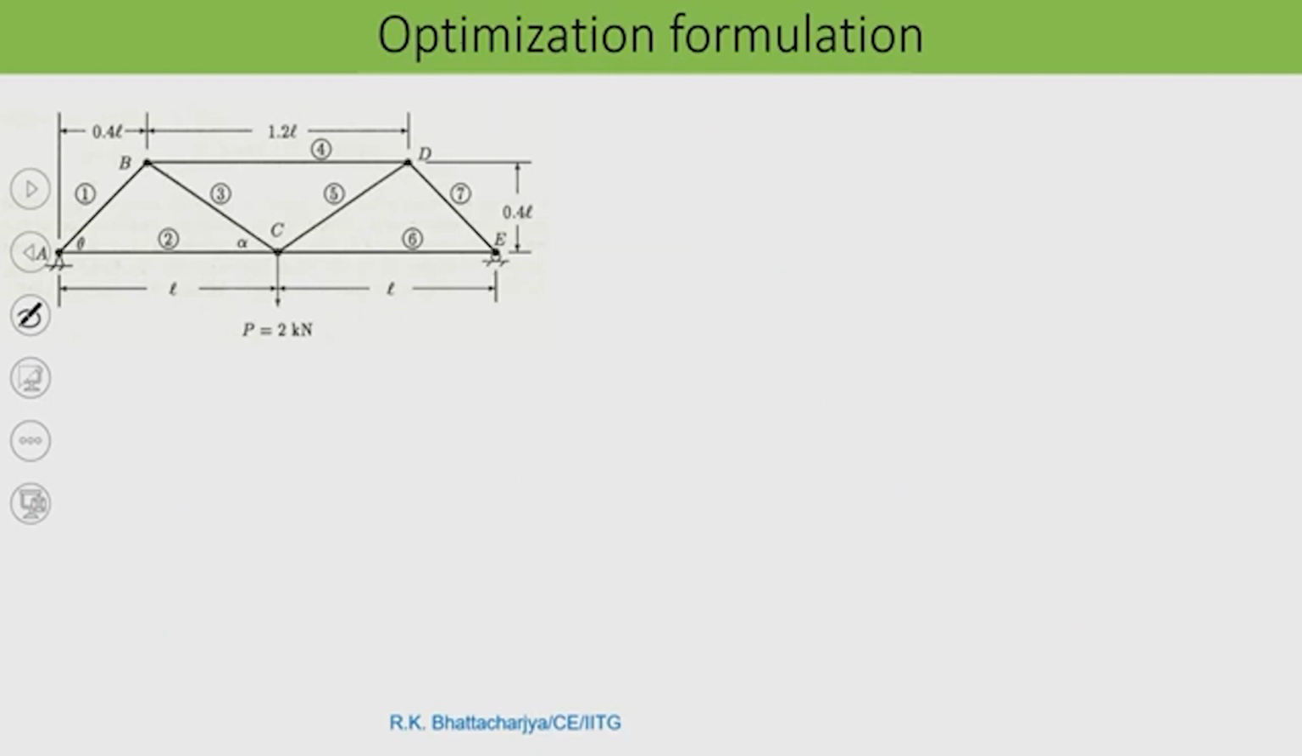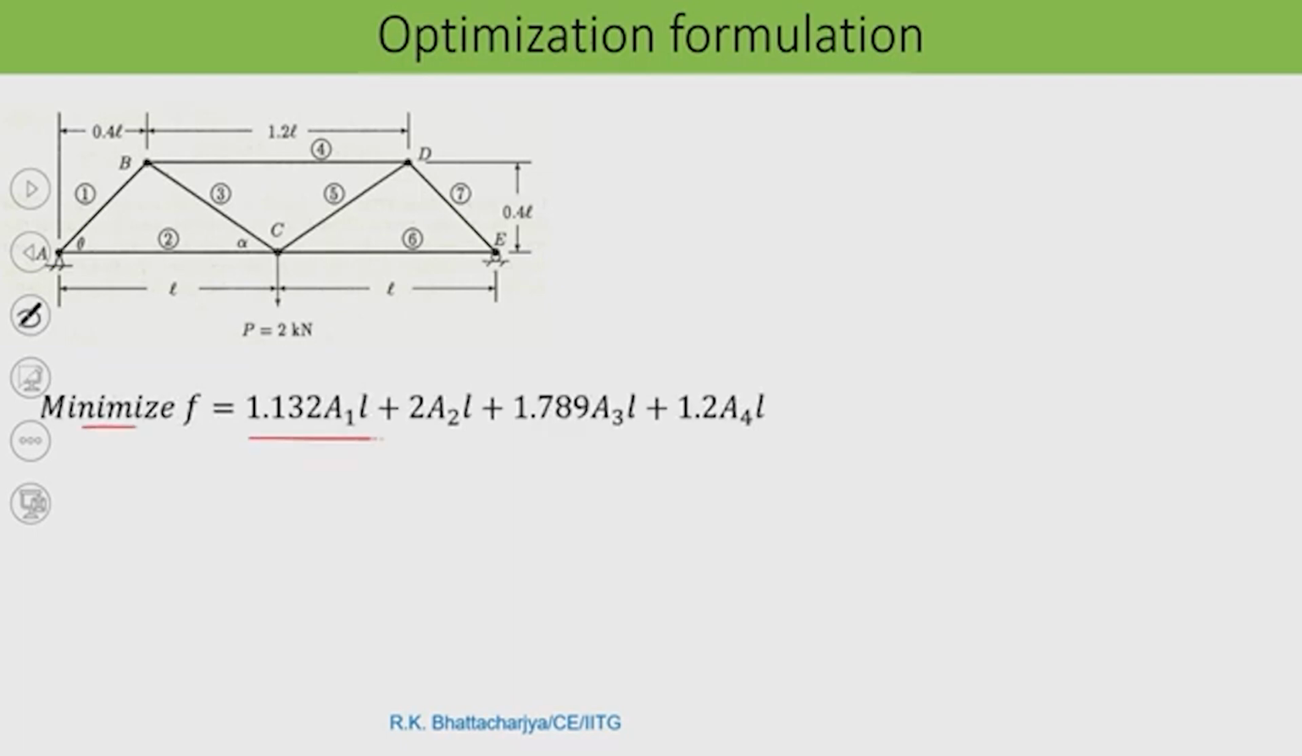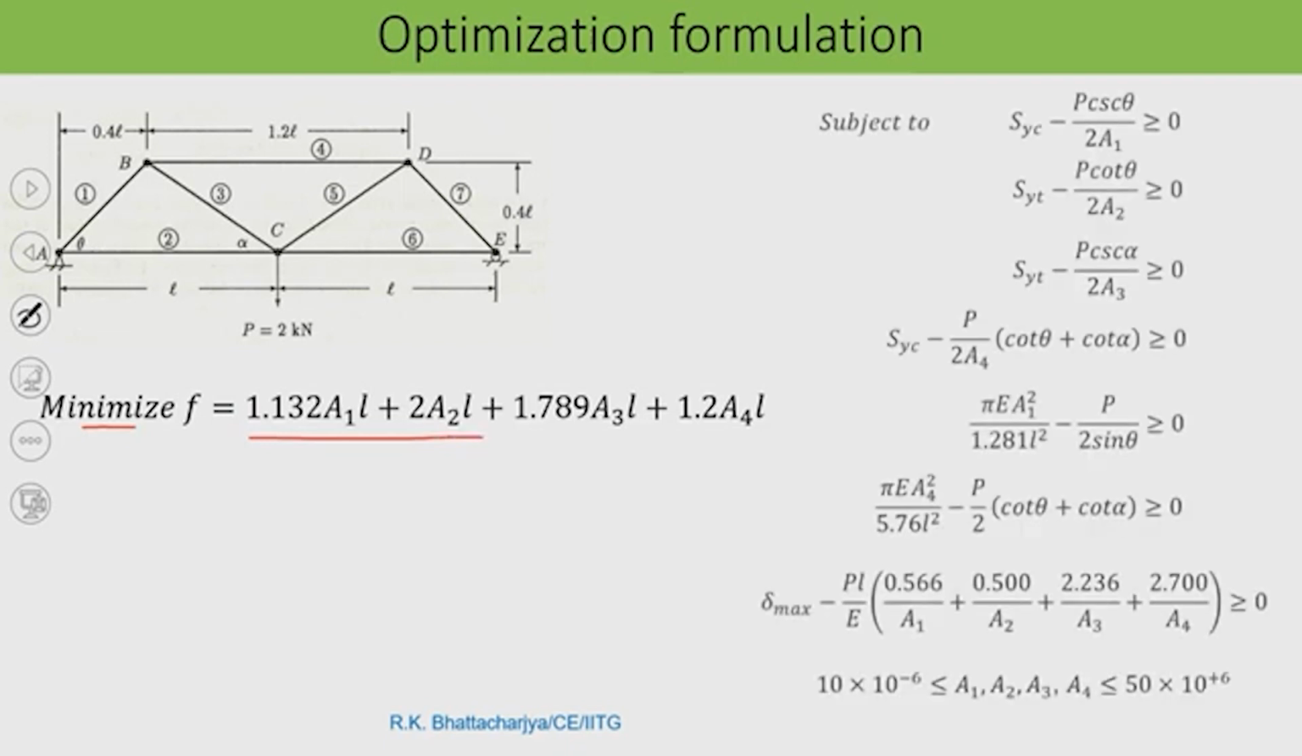Finally, if I put all these constraints, then my optimization model will be something like this: I would like to minimize the material cost. This is the material cost, and these are the constraints. The first 4 constraints are coming from the compressive forces and tensile forces.